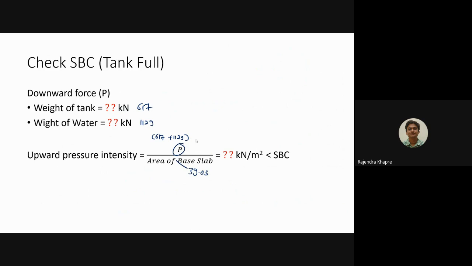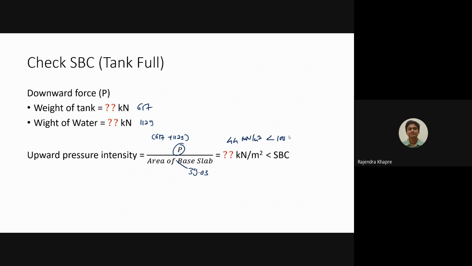44. ठीक है, so this is coming out to be something like 44 kilonewton per meter square. This is definitely less than 100, so we are safe. ठीक है, so as far as stability check is concerned, whether tank is full or tank is empty, you are safe. The structure is not going anywhere, it will be safe.